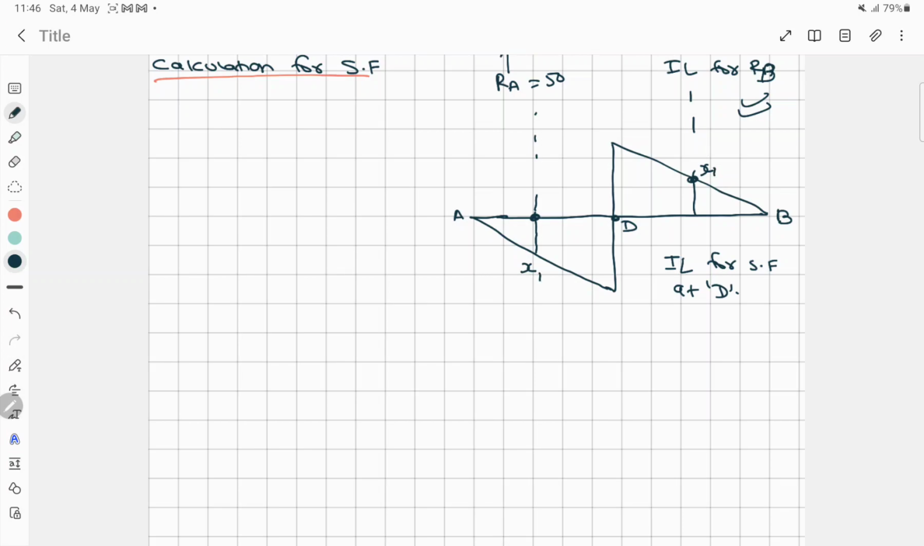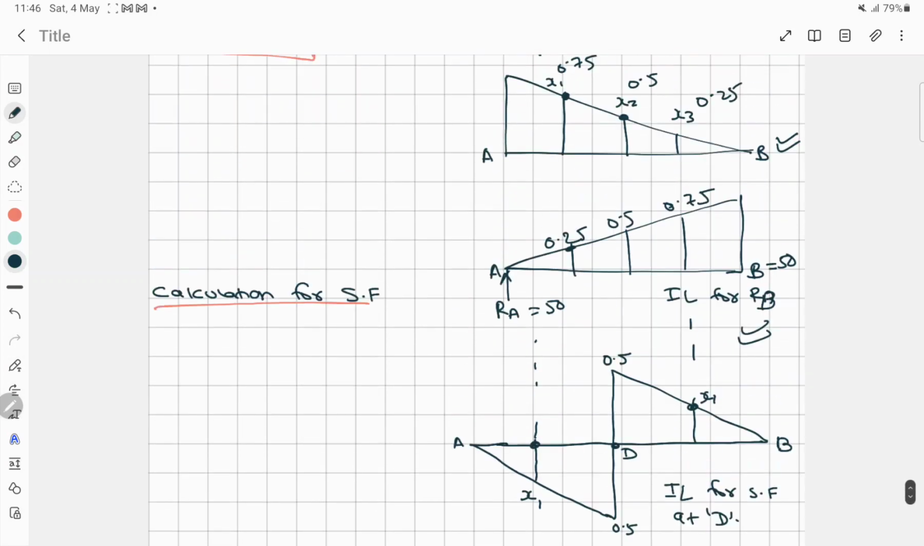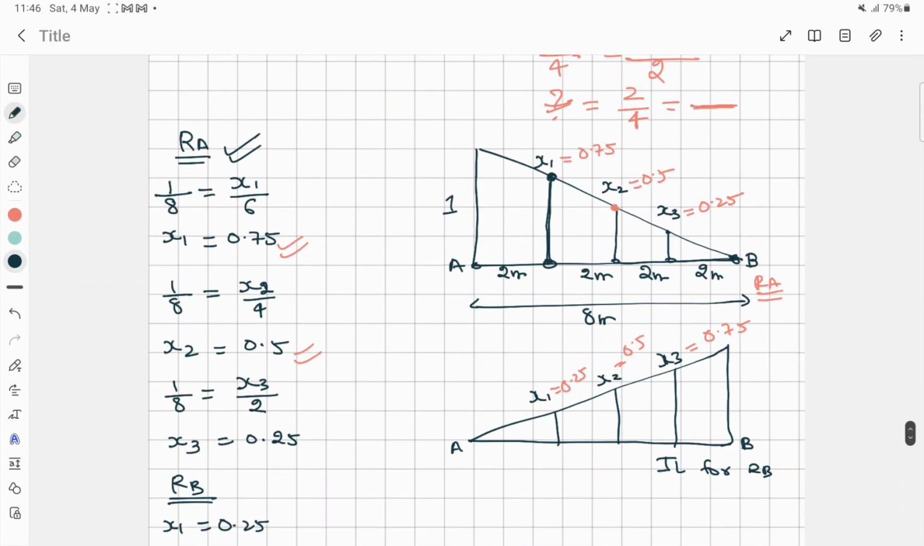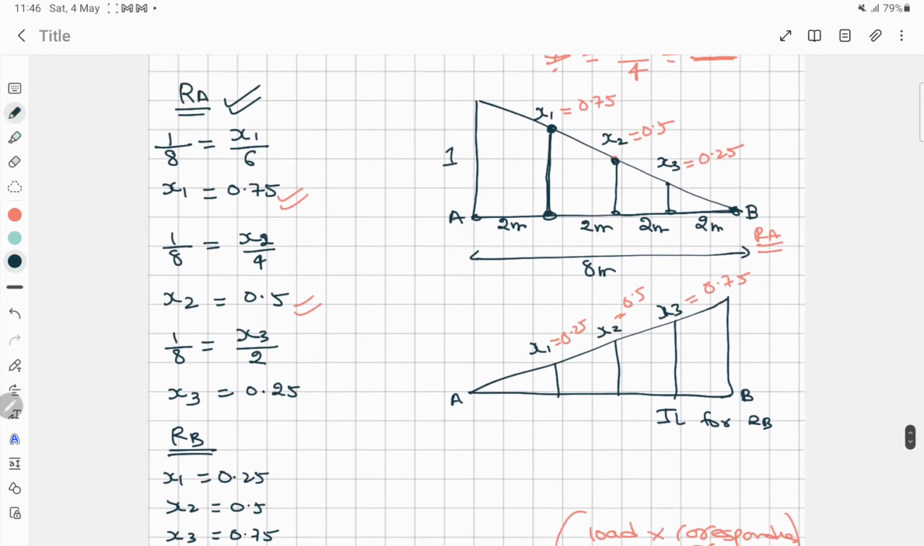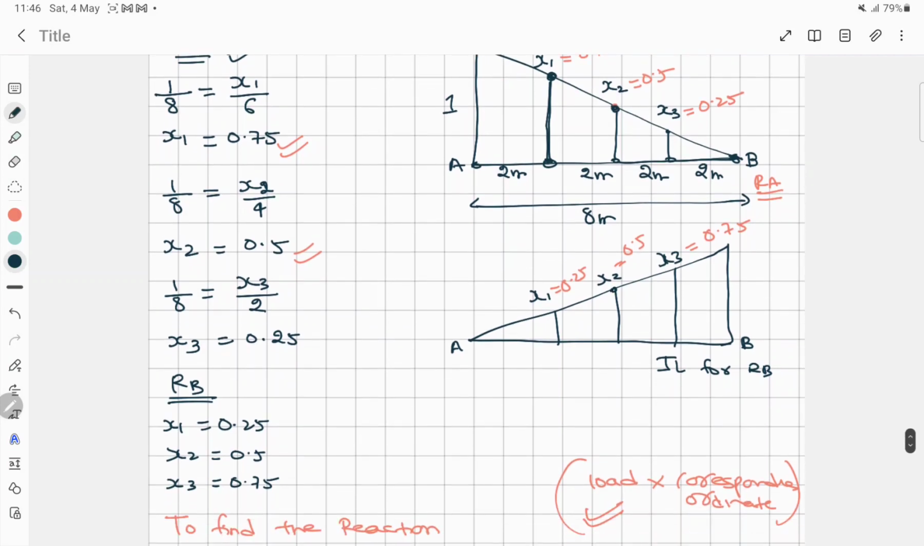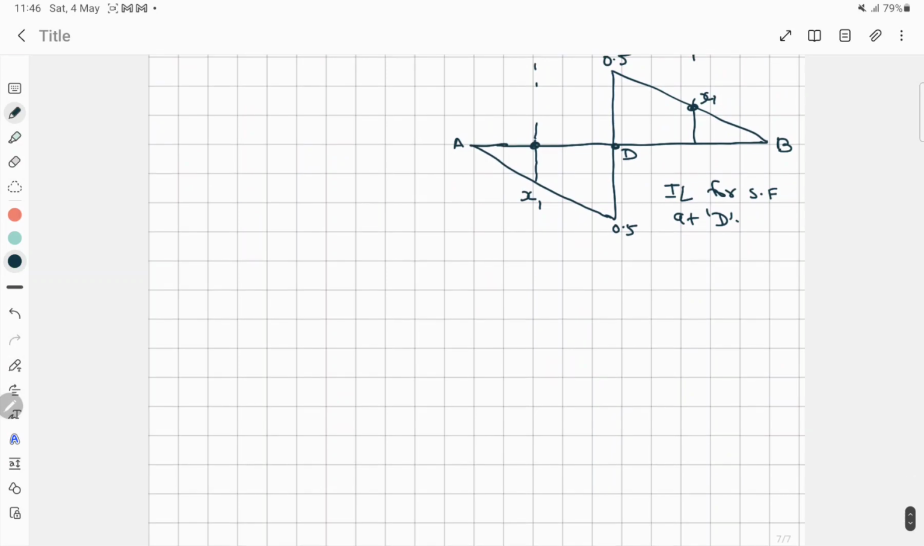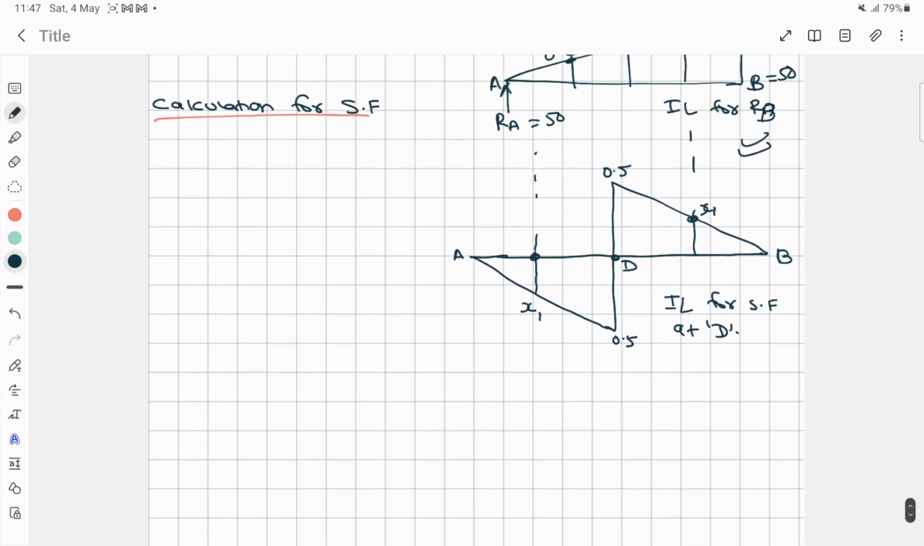Now same way like before, we have to find those values with what? Similar triangle, and we already know this value, that is 0.05 and 0.5. Okay, from this one we have already got the value, right? That was this one. The x2 value is 0.5 and RB for the x2 value is also 0.5. In case of the shear force, one will go negative and one will go positive.